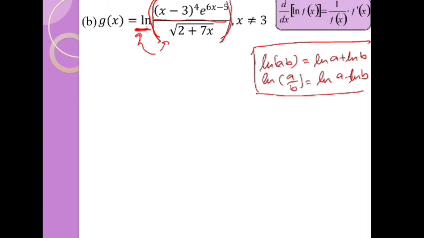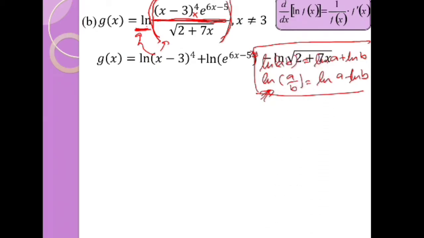Now separate this natural logarithm. You can separate it because on top at the numerator, the operation is multiplication, so you can use the first formula of law of logarithm, separate them and write a plus sign in the middle. Next, all of these terms is divided with surd of 2 plus 7x. So when you divide, you can use the second law, which refers to the denominator will be minus the natural log of surd 2 plus 7x.